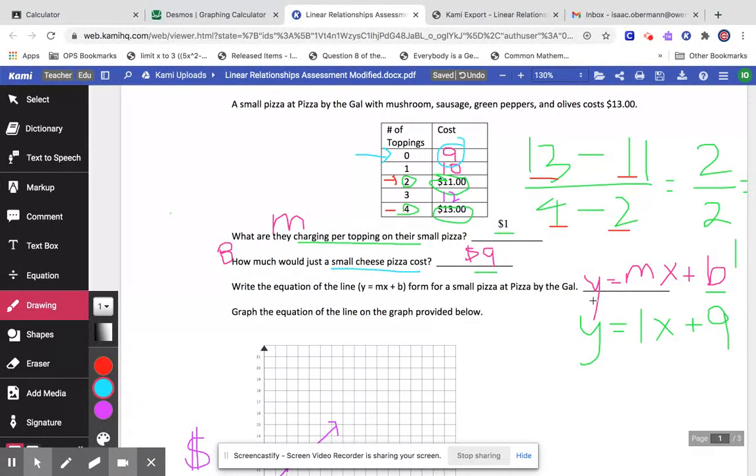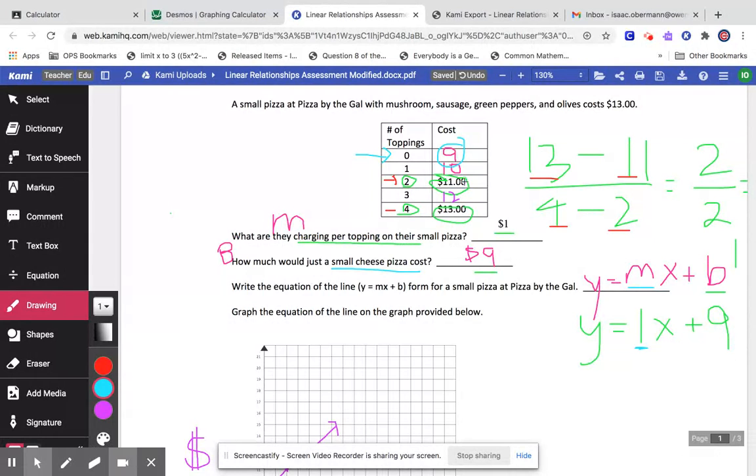Now I'm going to write my equation. I write my equation with y equals mx plus b. m is going to be the charge per topping, which was $1. So it's y equals 1x, plus b, the cost for a cheese pizza at the beginning, which is just 9. So my equation there is y equals 1 times x plus 9, or $1 times the number of toppings plus 9. All right, so it's pretty straightforward.